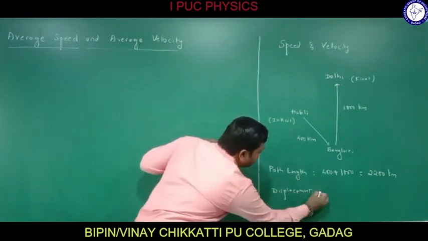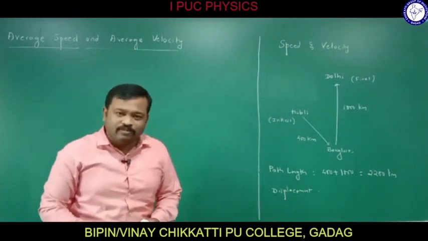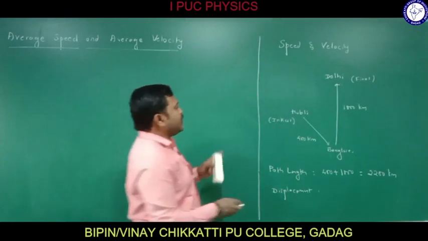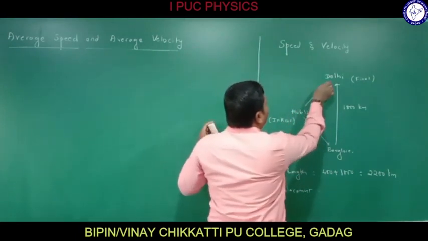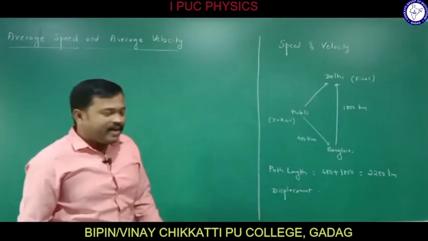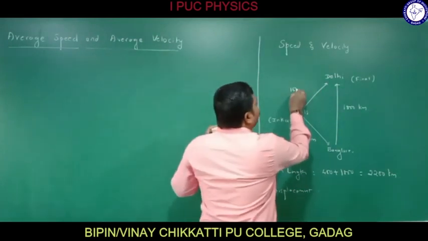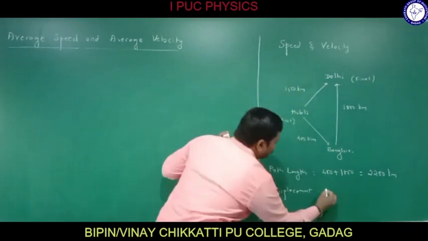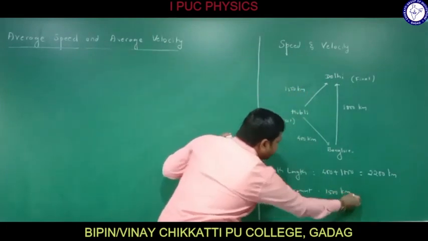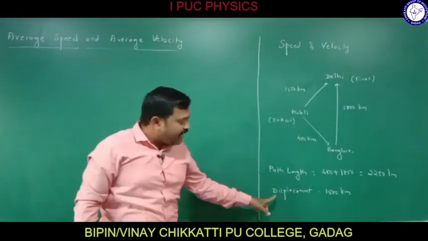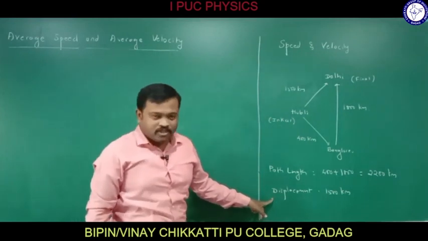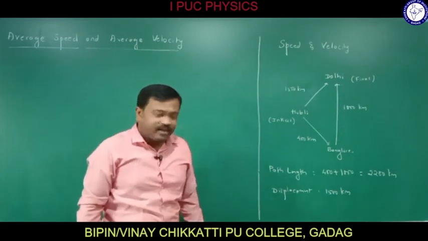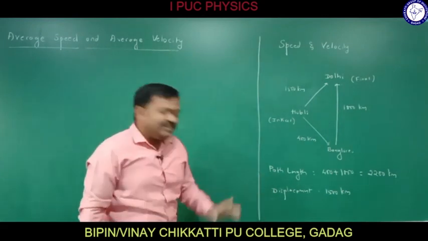If I want to calculate the displacement, what is displacement? Displacement is the shortest distance between Hubli and Delhi. When I calculate the shortest distance between Hubli and Delhi, it comes to be 1500 kilometers. Do you understand? Path length is always greater than or equal to displacement. Path length will be equal to displacement when a body travels in a straight line. So this is path length and displacement.